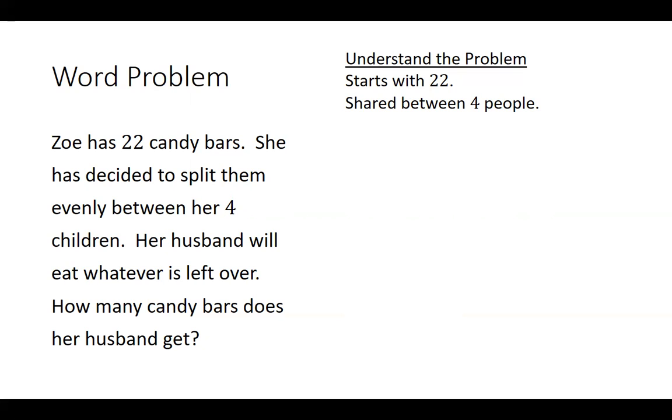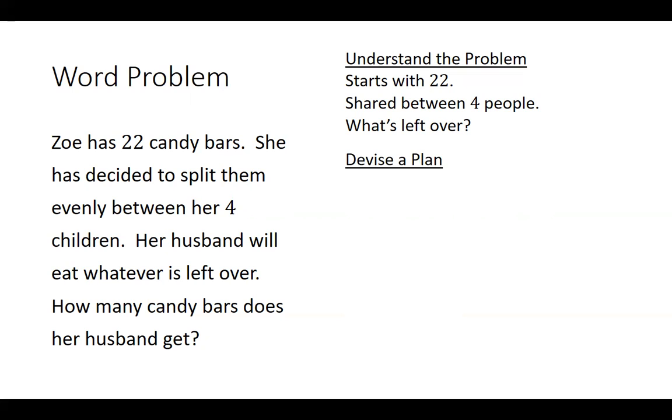Her husband will eat whatever's left over. How many candy bars does her husband get? So basically, he gets whatever's left over. So what's left over? That's what we're looking for. How many candy bars are left after she shared the candy bars between 4 people?